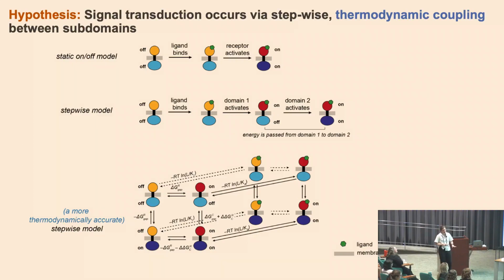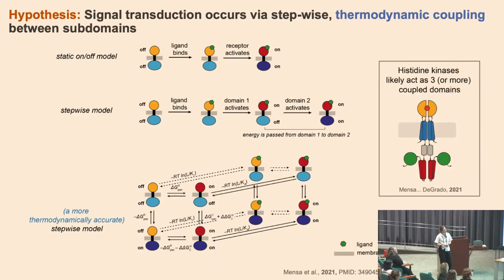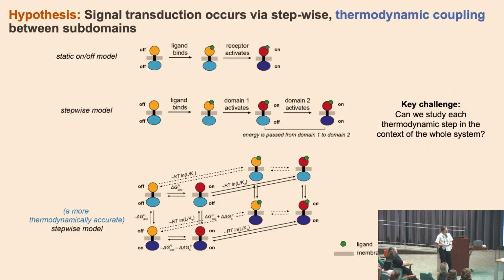But I've only shown this as two domains, and work in my lab has shown that histidine kinases likely act as three or more coupled domains. And so this equilibrium becomes exponentially more complicated as you add in additional layers. And so we're posed with a really complicated question of how can we study thermodynamics in the system, in the context of the whole system, in a very targeted way.